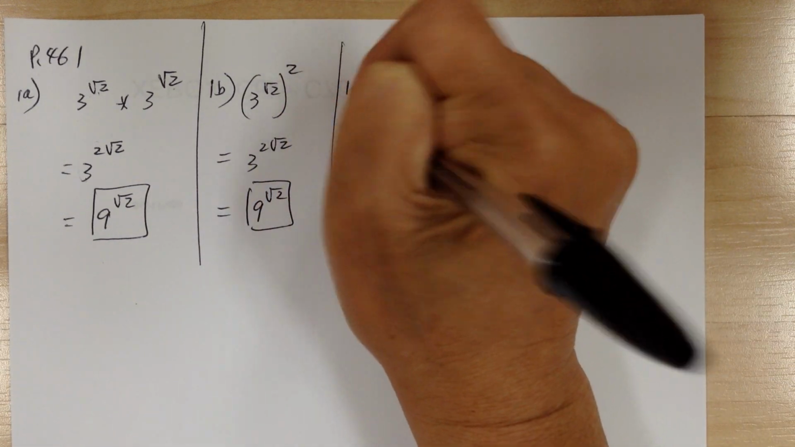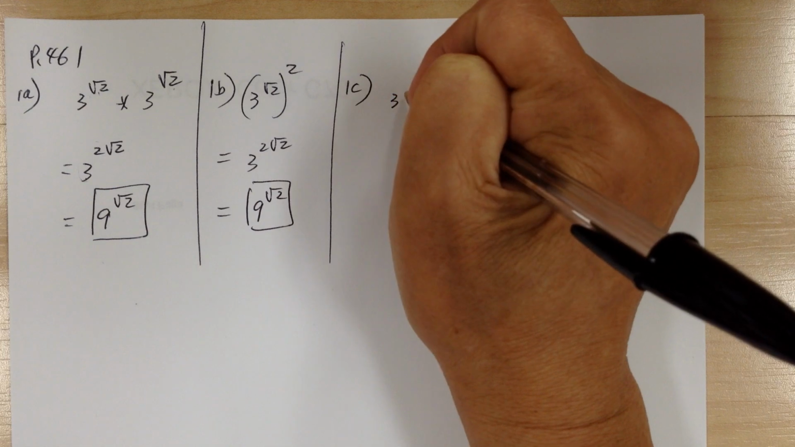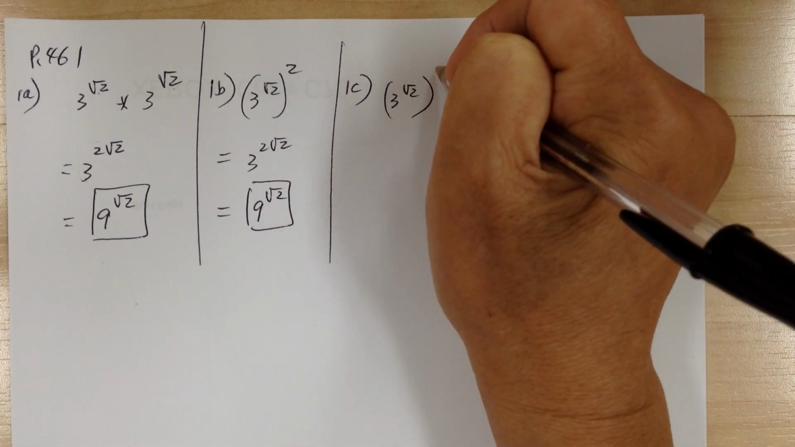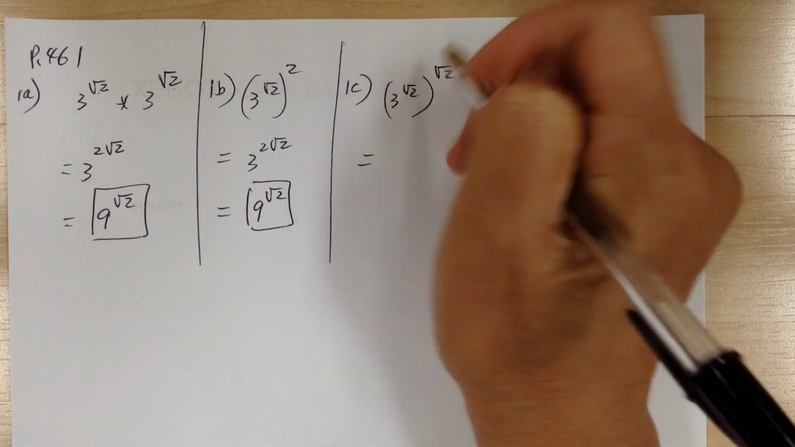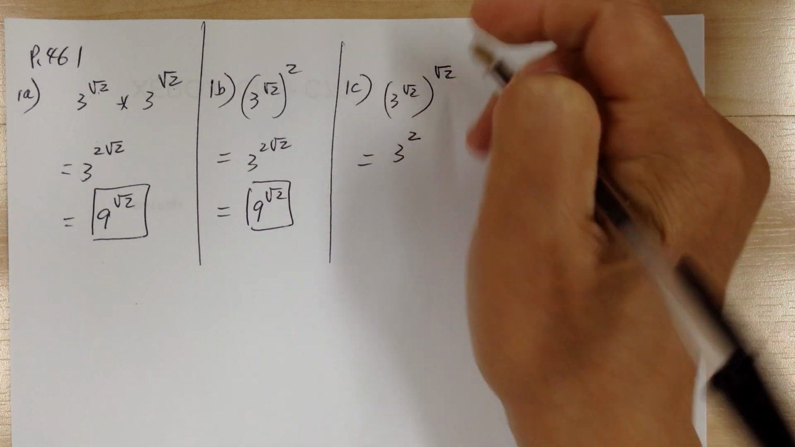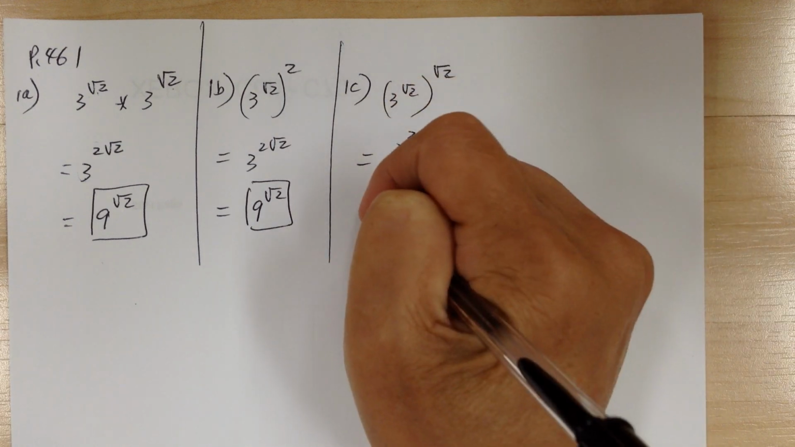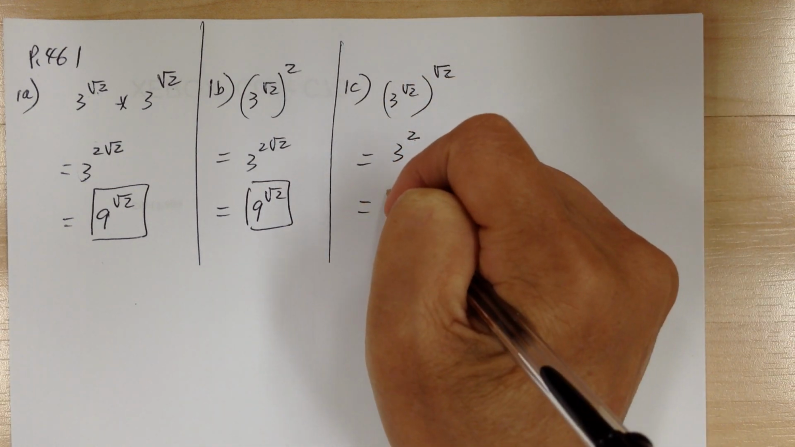Okay, 1c. You got 3 to the square root of 2, to the square root of 2. Exponent of exponent you multiply, so this becomes 3 squared, right? Square root of 2 times square root of 2 is 2, and 3 squared equals 9.